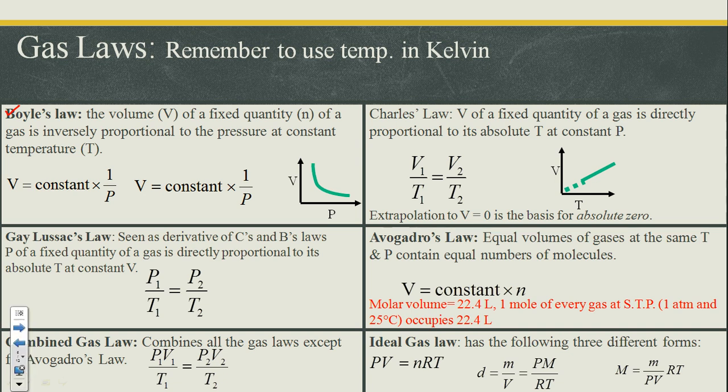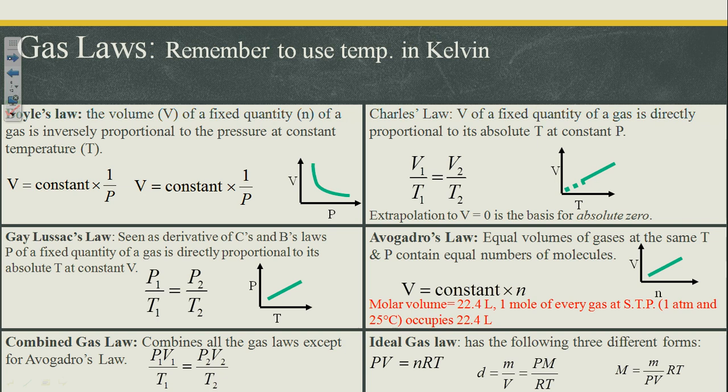The next law is Gay-Lussac's law. And Gay-Lussac's law says that pressure and temperature ratio is constant if you keep the same quantity of gas and you keep the volume the same. So P1 over T1 is equal to P2 over T2 is Gay-Lussac's law. Avogadro's law says that equal volume of gases at the same temperature and pressure have the same number of moles. So if you plot a graph between volume and number of moles of gas, you'll get a linear graph.